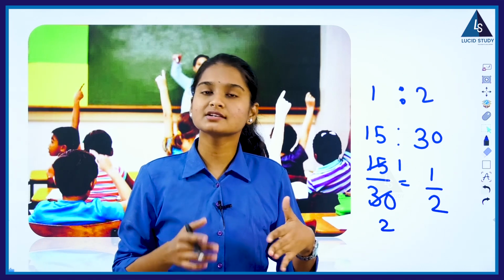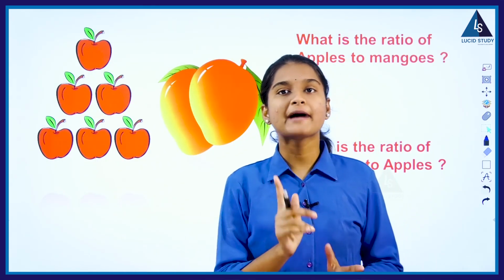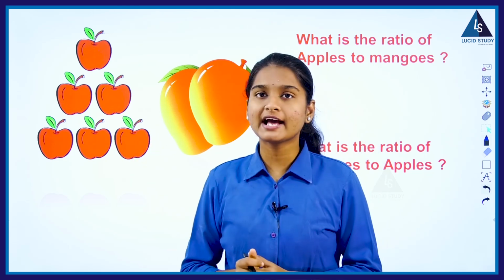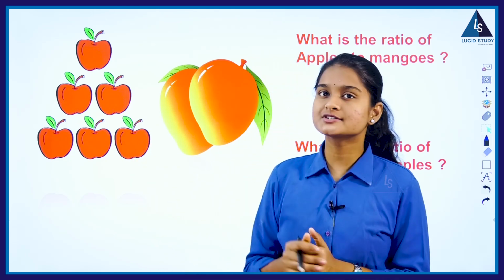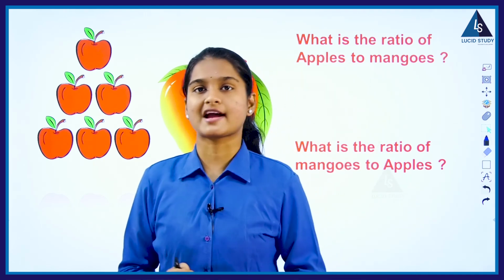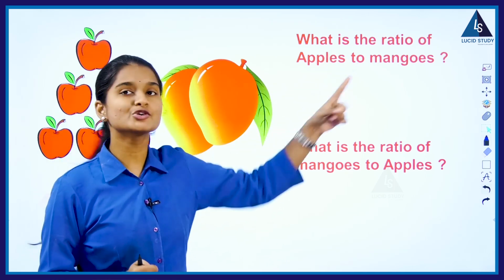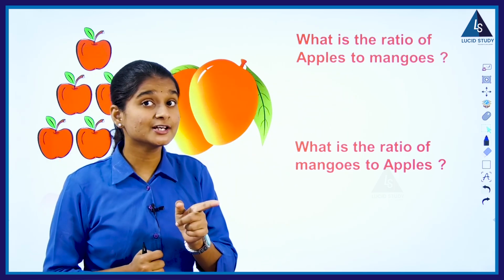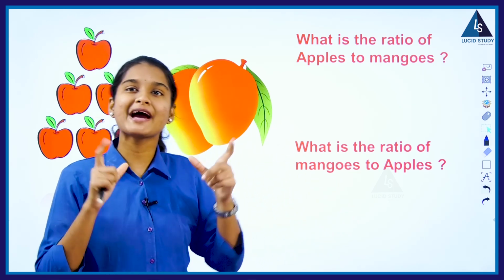Now let us learn some more examples. We have apples and we have mangoes. How many apples do we have? We have 6 apples. And how many mangoes do we have? We have 2 mangoes. Now here is a question. What is the ratio of apples to mangoes? I am asking you that. What is the ratio of apples to mangoes?